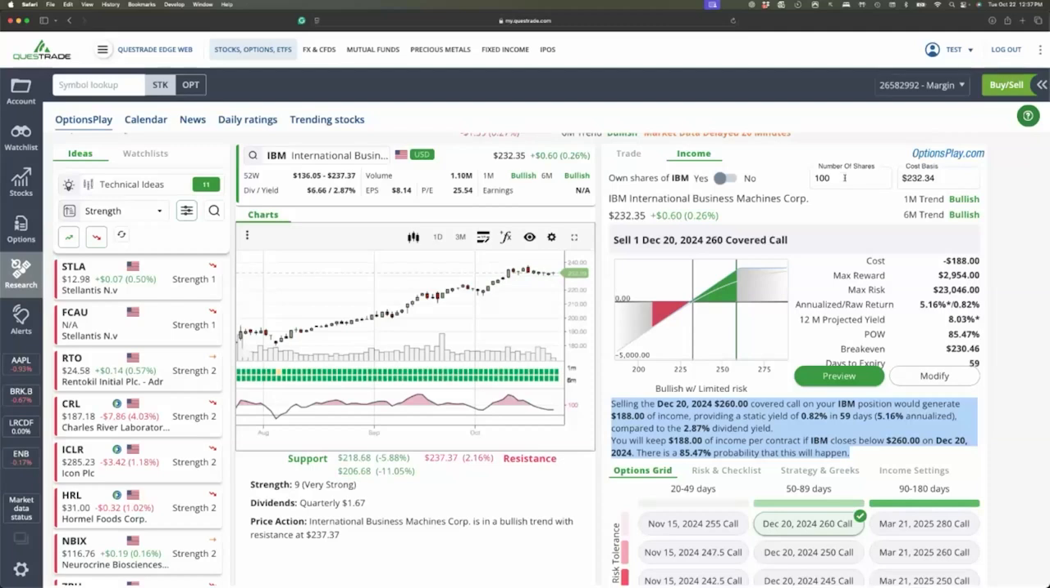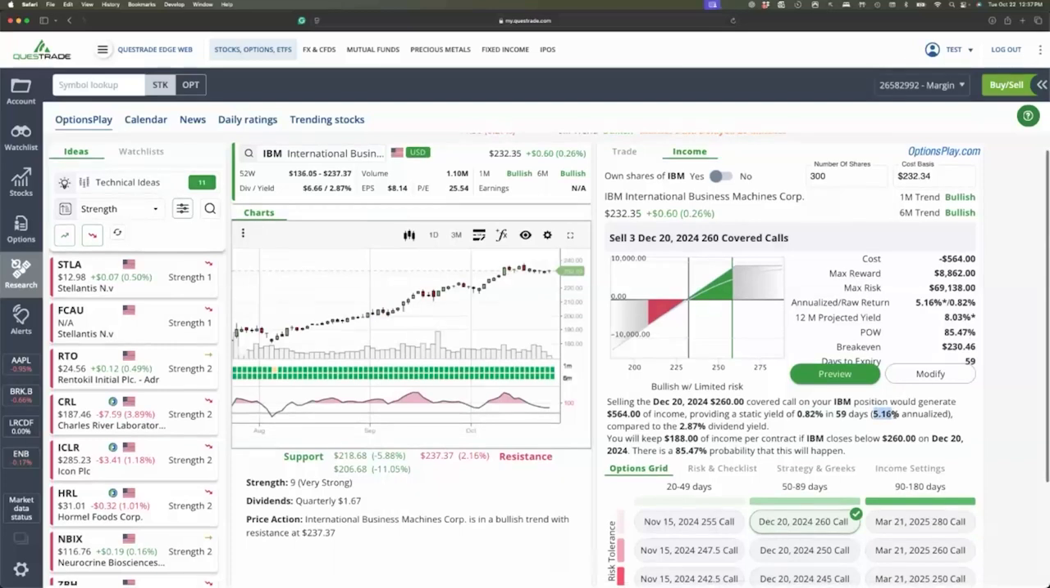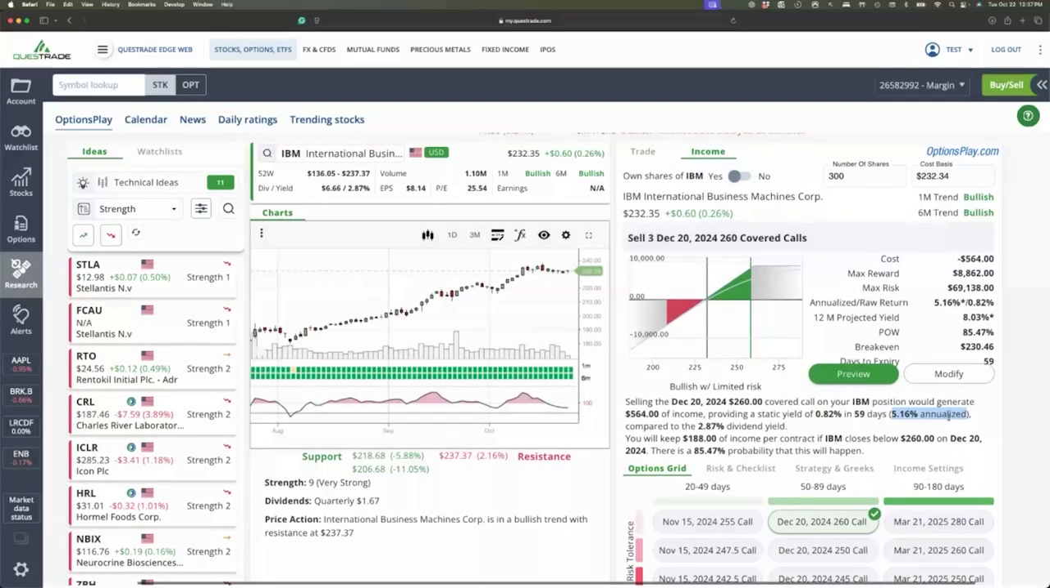You can also adjust the number of shares. Let's say you own 300 shares of IBM. It will automatically tell you how much income you're going to generate for the appropriate number of shares that you have. It'll tell you the yield that you have and the number of days and what that annualizes out to. And it'll actually compare it to the dividend yield as well. So I'm going to generate about 5.6% annualized on this covered call. I'm currently earning about 2.8% from a dividend yield.